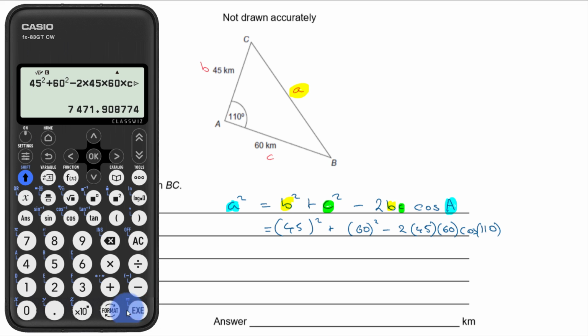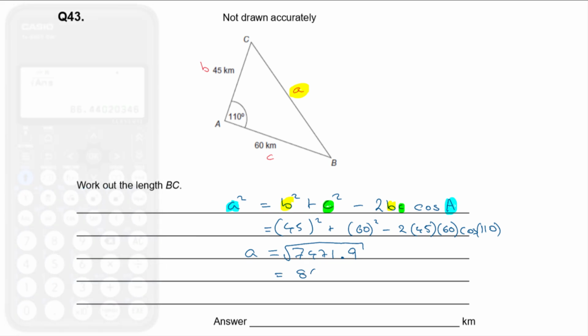Now that looks a little bit horrendous. That's 7,471.9, but remember that's a squared and I want a, so not time to panic just yet. Okay, so then a is going to be the root of that. I've written it down to 5 significant figures, but I'm actually going to use the full calculator display to work out my answer. So I'm just going to use root answer equals, and that comes out to a more respectable 86.4.